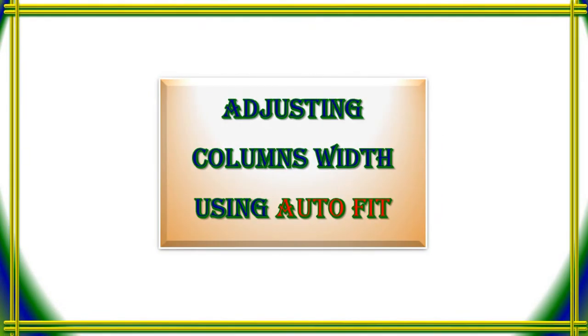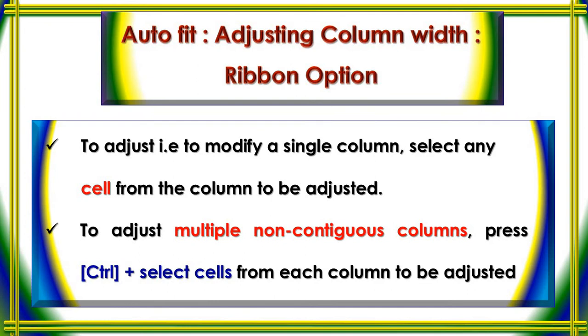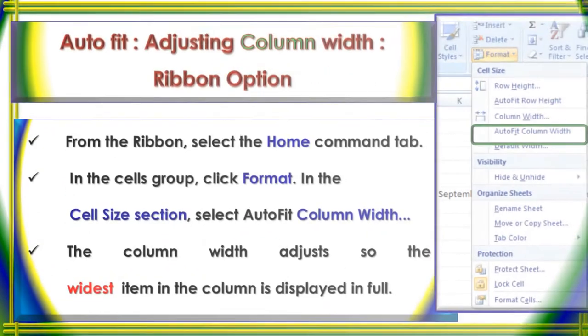Now we will see how to adjust the column width using auto fit. In order to adjust the column width using auto fit and also using the ribbon option, first select the cell from the column to be adjusted. To adjust multiple non-contiguous columns, press Ctrl and select cells from each column to be adjusted.